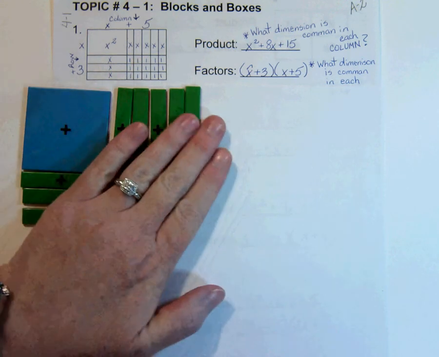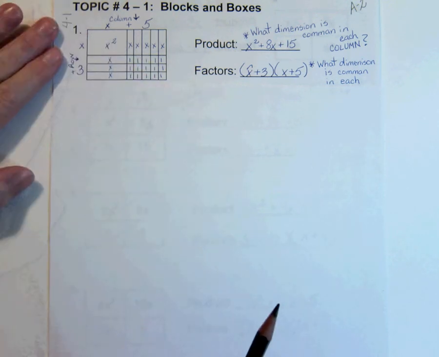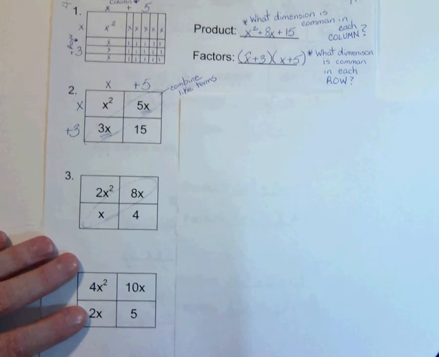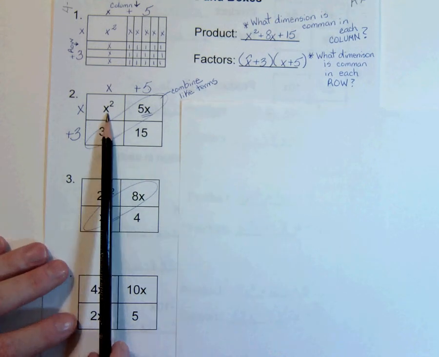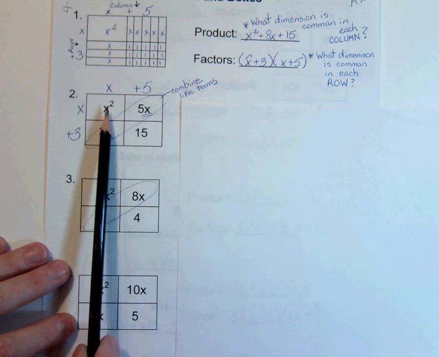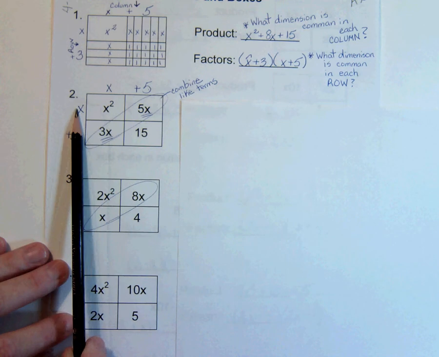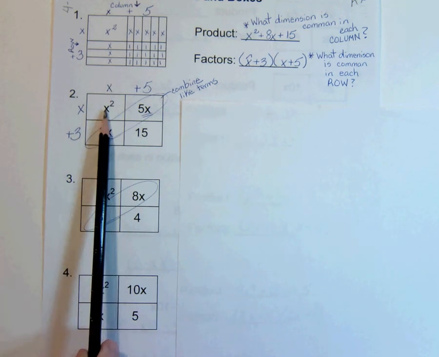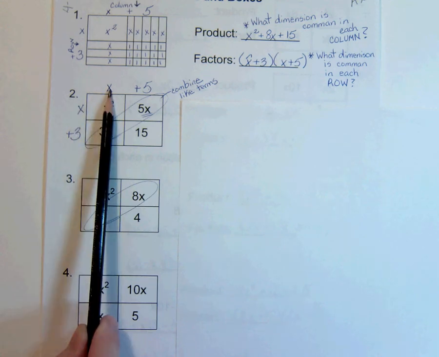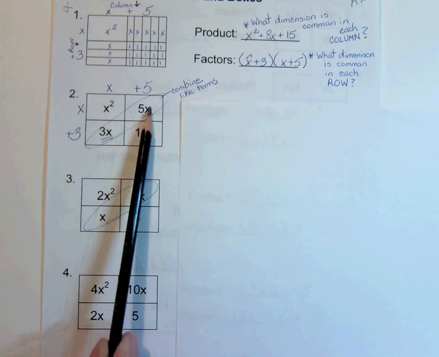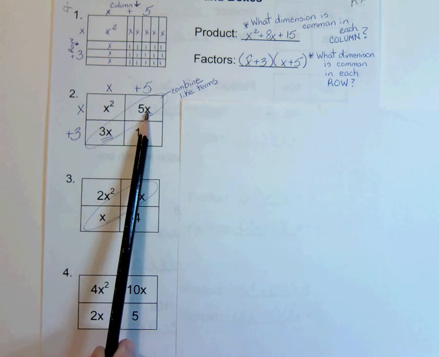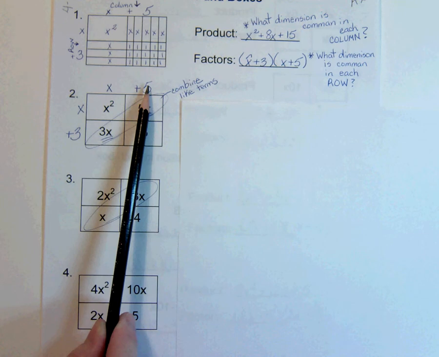Okay, so let's just move those out of the way and look at number 2. For number 2, you've got the box shown represented with the x squared. It takes an x and an x to give you an x squared. So that becomes an x with just an x. You look here and say, well, I already have an x. x times what is going to give me 5x, and that would place your 5 out here.